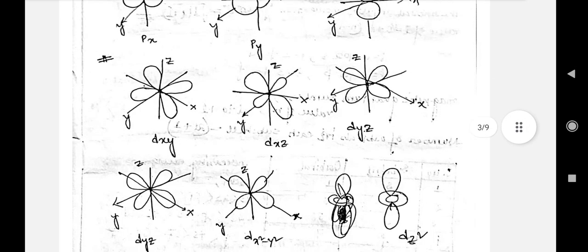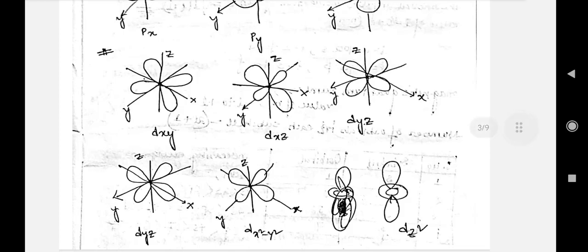Then we come to the d orbitals. There are 5 types. One is dxy, dxz, dyz, dx square minus y square, and dz square. dxy is placed in the xy plane. dxz is placed in the xz plane, and dyz is placed in the yz plane.